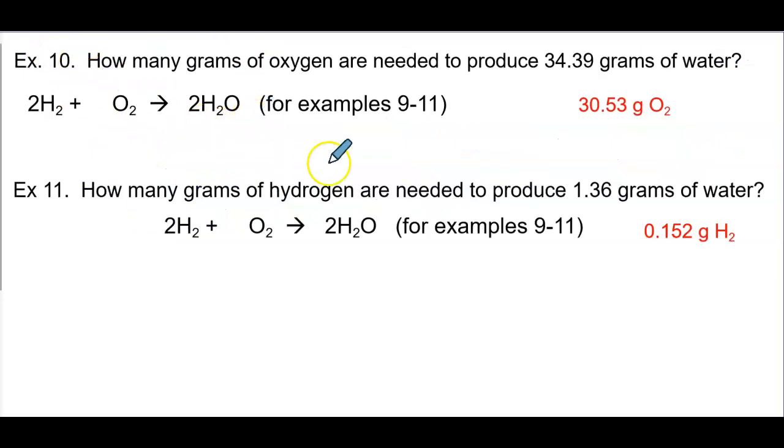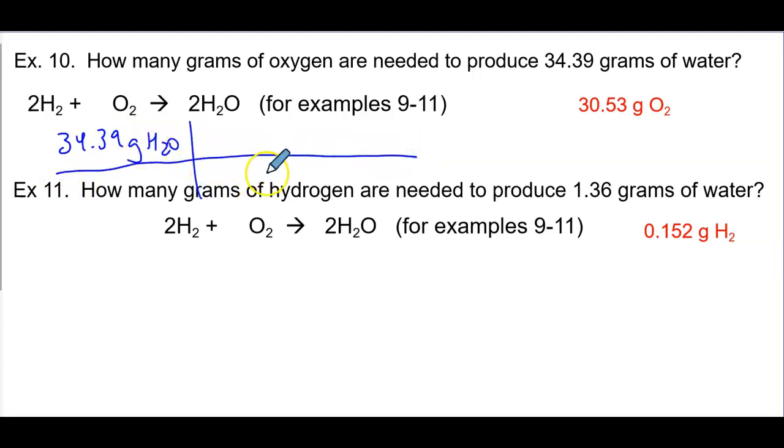A second example, we're going to do this for number 10. 34.39 grams of H2O. Now I got to get grams of H2O gone, so I know grams of H2O equals always 1 mole of H2O, because I'm going to use the periodic table number, 18.02 grams of H2O. So grams of H2O cancel. I have moles of H2O.